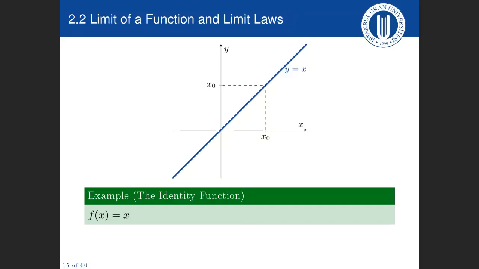Let's talk about limits of some simple functions. First of all, the identity function, the function f of x is equal to x. I've drawn the graph at the top. What is the value of this function if x is close to x0? Well, because f of x is just equal to x, if x is close to x0, then f of x is also close to x0. So we have that the limit as x tends to x0 of x is equal to x0.